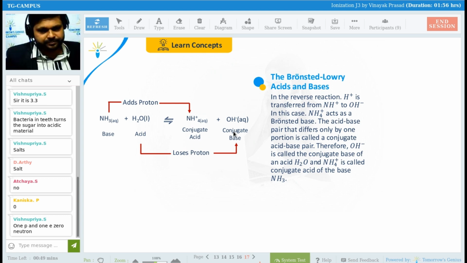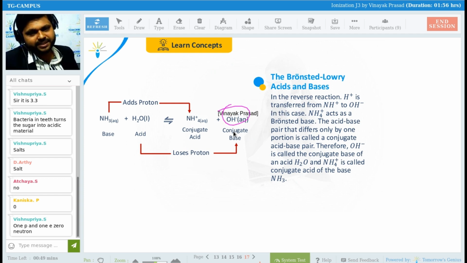Everyone, is it clear to you? Any problem till here? See guys, this OH minus ion is the conjugate base, right? And NH3 is the base, and here we are getting NH4 plus, which is the conjugate acid. So water will be losing a proton. Getting my point? And this OH minus ion will be the conjugate base.